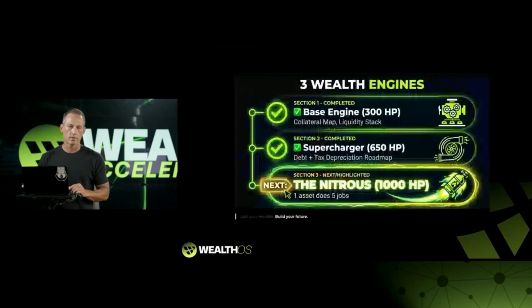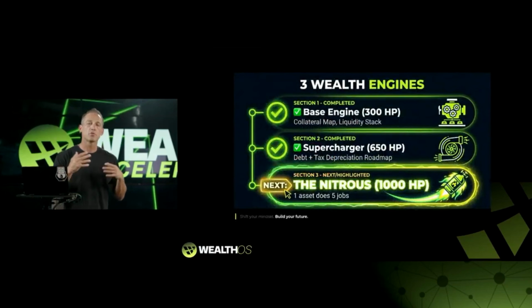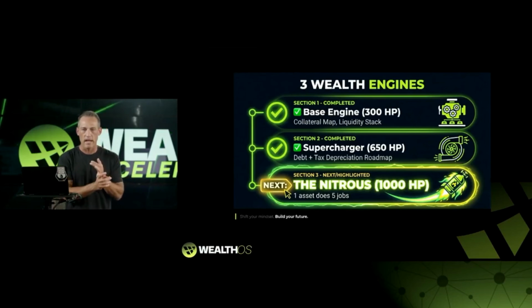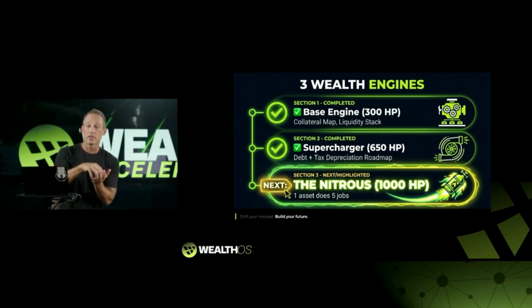That's the supercharger. Now, on the personal treasury audit that we can help you with, we could build out your base engine, the 300 horsepower, your collateral map, your 4-layer liquidity stack. Then we add the supercharger. We map out your debt sources, your tax depreciation strategy, and then we'll add the nitrous, the 1,000 horsepower.